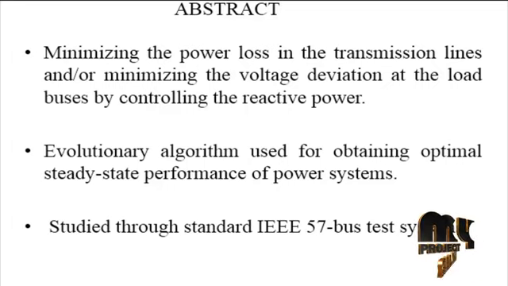To verify the effectiveness of RGA, objective functions such as minimization of real power loss and improvement of voltage profile have been studied through standard IEEE test systems, and the results have been given. The standard IEEE 57 bus test system is considered to be the test system, and the results are analyzed and compared with existing results. It is observed that the performance of RGA is better in terms of both objective functions.